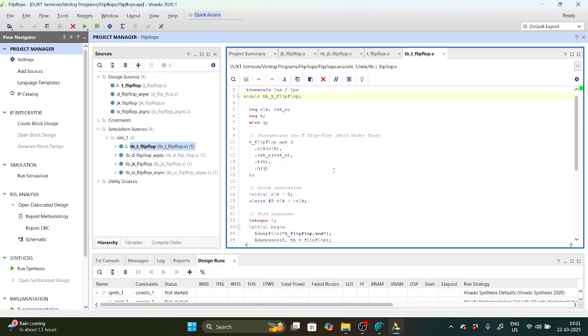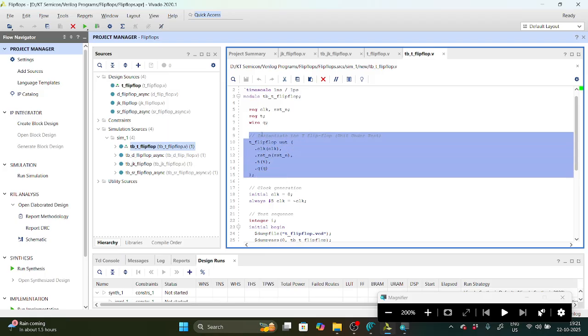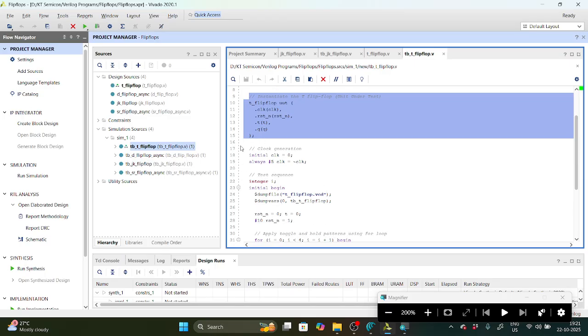Okay, first whatever the inputs are there, I initialize them to reg variables: reg clock, reg reset_n, reg t, and wire q. I need to instantiate the connection by name. Whatever the variables outside the bracket are variables related to the design, and whatever the variables inside the bracket are from the test bench. Okay, and generation of clock.